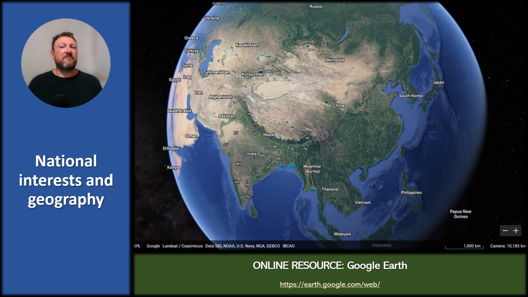One of my favourite apps to help students tease out the relationship between national interests and geography, and an app that's really easy to use as a starting point, is Google Earth. And this is essentially a geospatial dataset. There's so much for students to untangle here in how geography helps shape national interests.